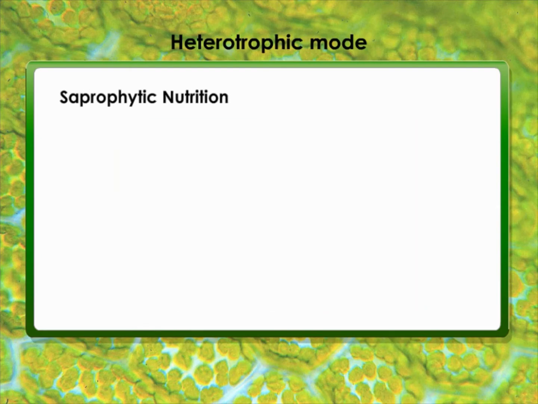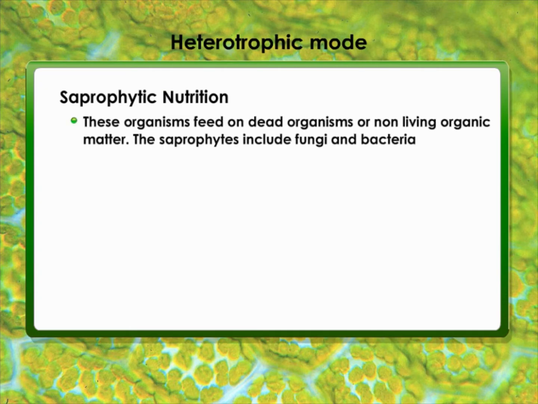Saprophytic nutrition. Saprophytic organisms, as they lack chlorophyll, are unable to manufacture food out of the raw materials around them as plants do. These organisms feed on dead organisms or non-living organic matter. The saprophytes include fungi and bacteria.